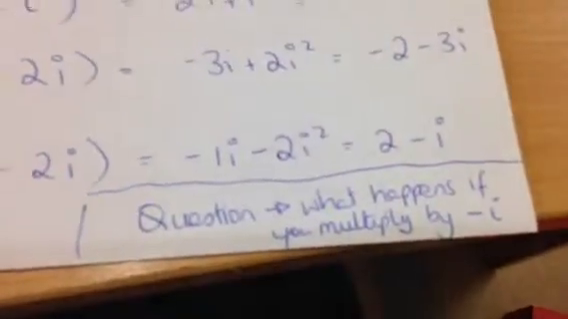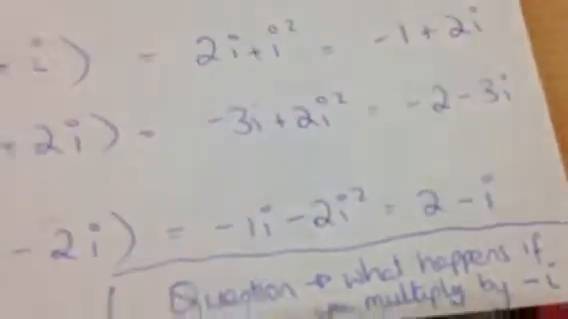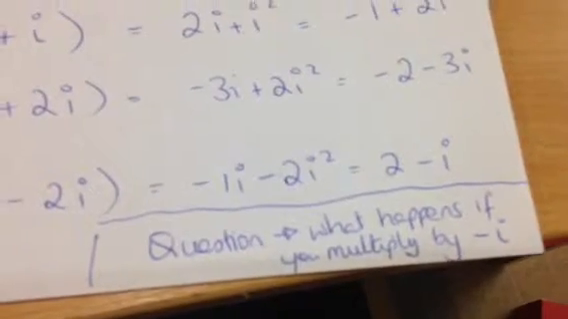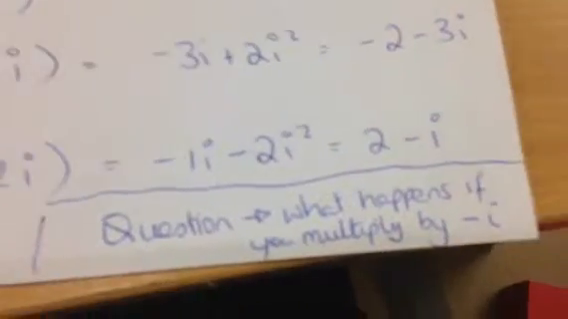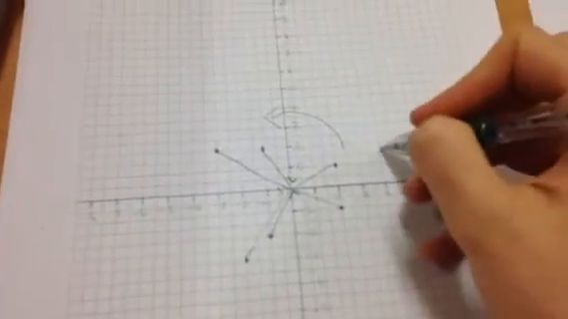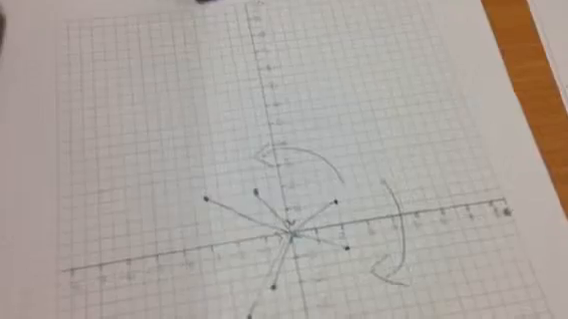Question for you then, that you can pause. If you don't know the answer, you can pause the video and check it out for yourself, is what would happen if you pick 3 different complex numbers or real numbers and multiply them by minus i. The answer is you'd rotate 90 degrees, but it would be in this direction. Okay, so multiplying by minus i would go 90 degrees rotation, but in the opposite direction as if you multiplied by i.